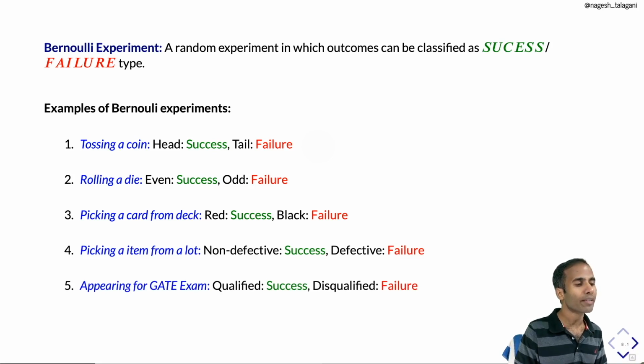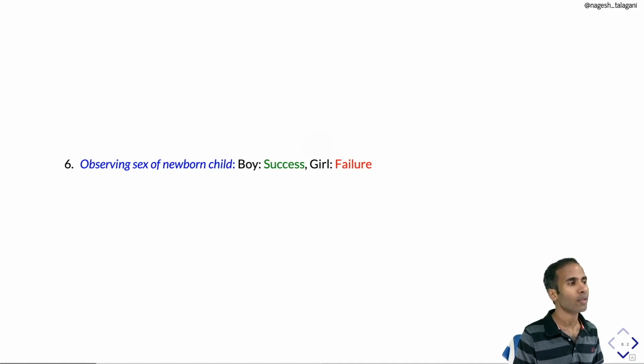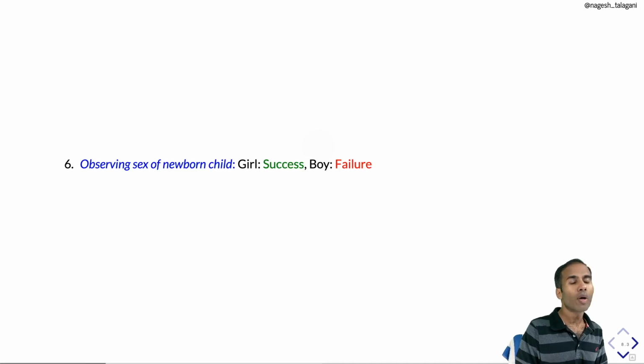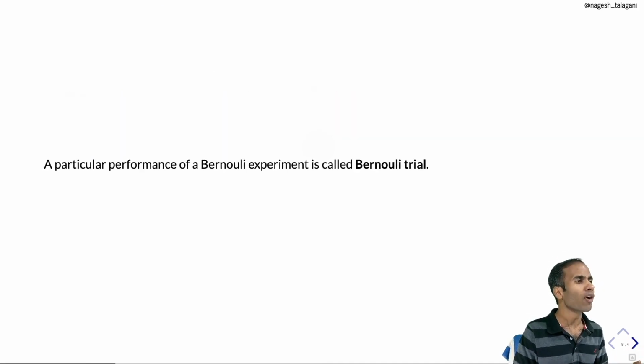Appearing for a GATE exam: qualified, success; disqualified, failure. Observing sex of a newborn child: boy, success, girl, failure. Sorry, let me change. Girl, success; boy, failure. Okay. A particular performance of a Bernoulli experiment is called a Bernoulli trial. Okay, fine.